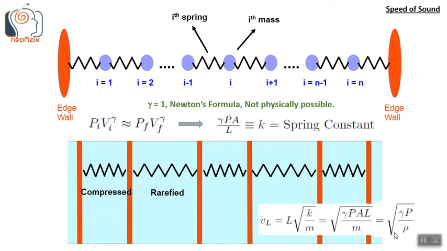So this is the expected formula for the speed of sound, Laplace's formula, which we get by using this analogy and also using this adiabatic condition, and then solving the force balance equations that we get from this.